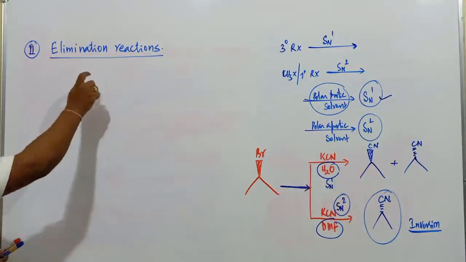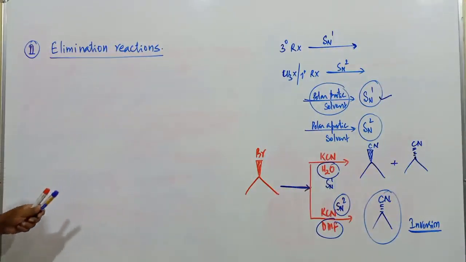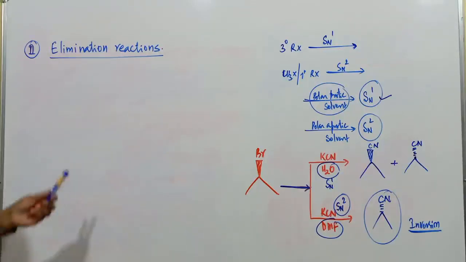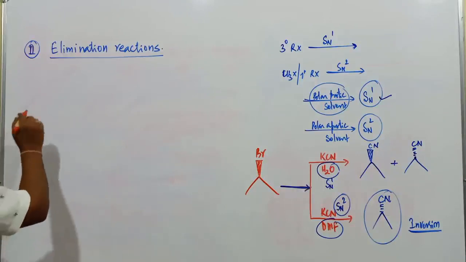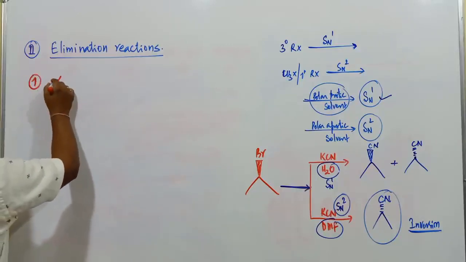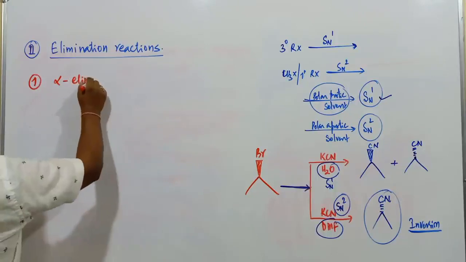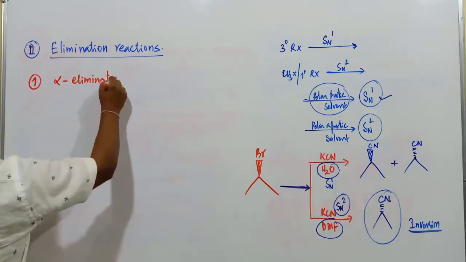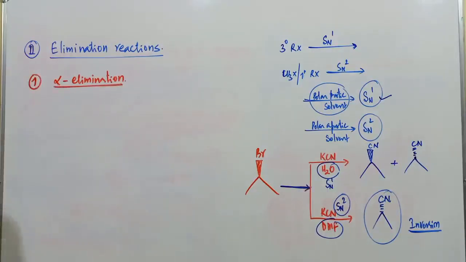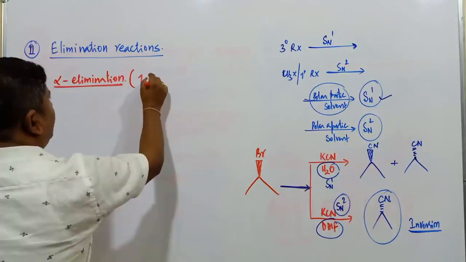Here also, in the case of alkyl halides, there is elimination of some atoms or group of atoms from the molecule to form the respective product. That is commonly called elimination reactions. In elimination reactions there are three different types. The first one is alpha elimination reaction. Remember, elimination or removal of atoms or group of atoms takes place. It is also called 1,1 elimination.